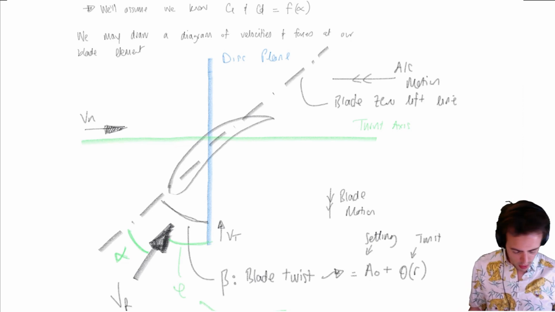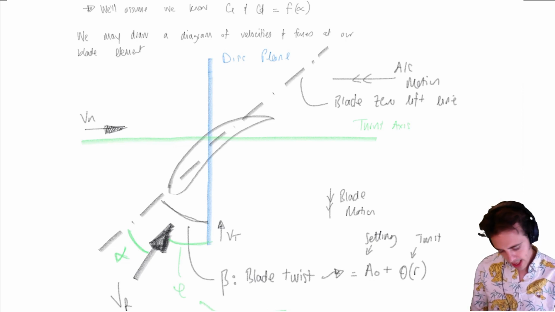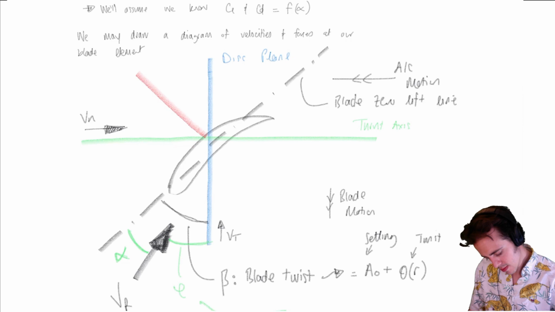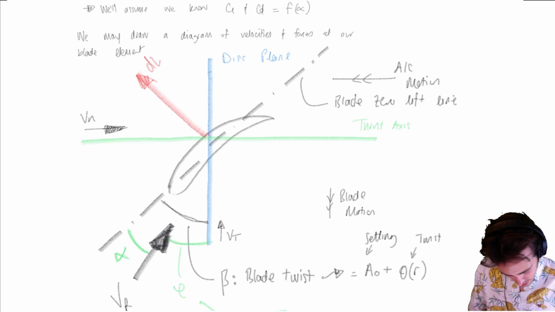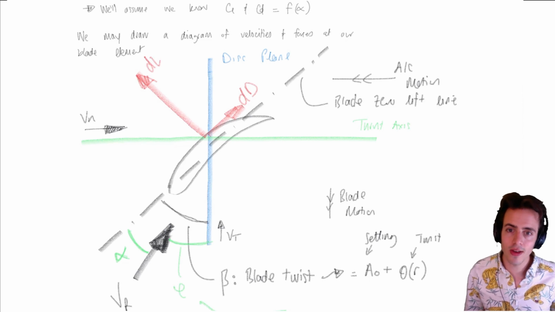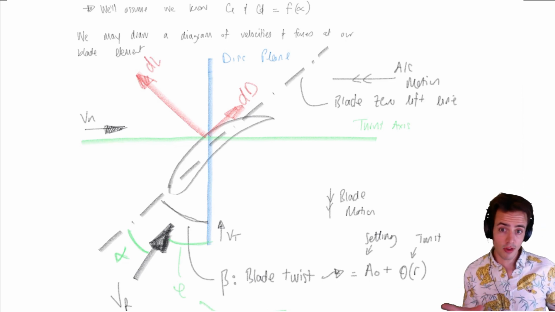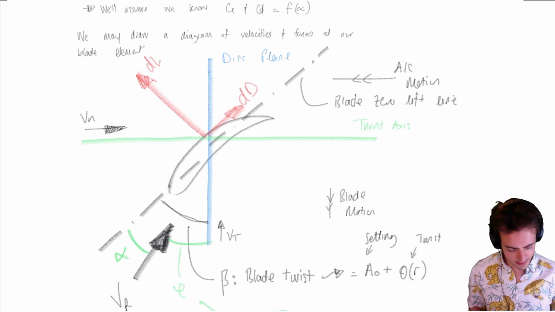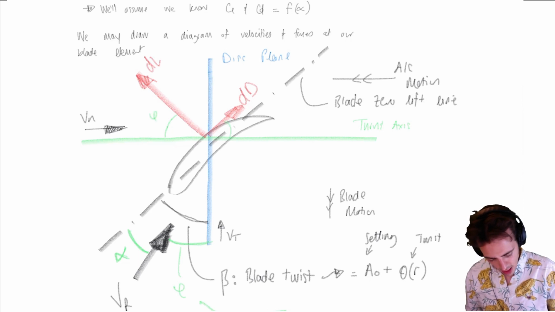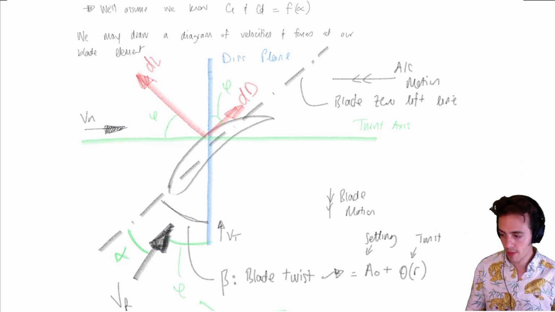So if we were to draw our lift and drag on here now, we could draw what are termed our elemental lift and drag. So I'm going to write on here DL and DD. This is my elemental lift and drag. These are the lift and drag that are occurring on this small section of the blade. We can hopefully appreciate that I've got two other instances of my advance angle occurring in here, and these will be useful when we come to resolve these forces.